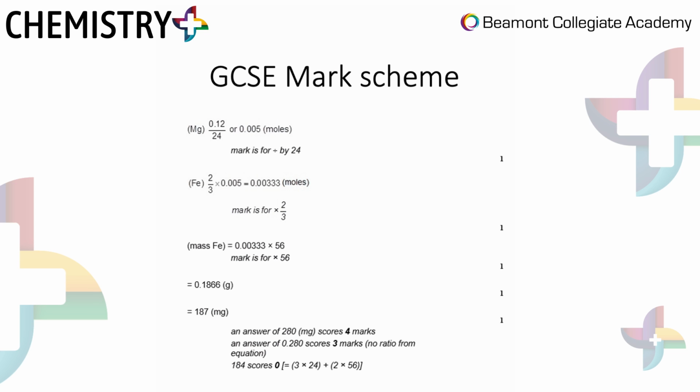Here's the GCSE mark scheme. Marks been given to find the number of moles. Marks been given to find the mass of the iron and give an answer, and the final mark given for converting it into milligrams. Again, a 5-mark question.